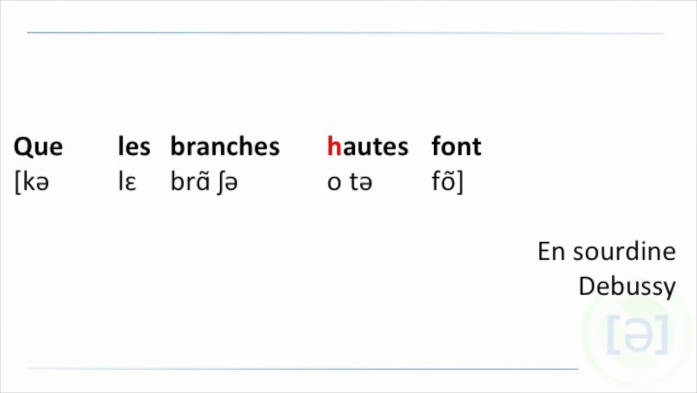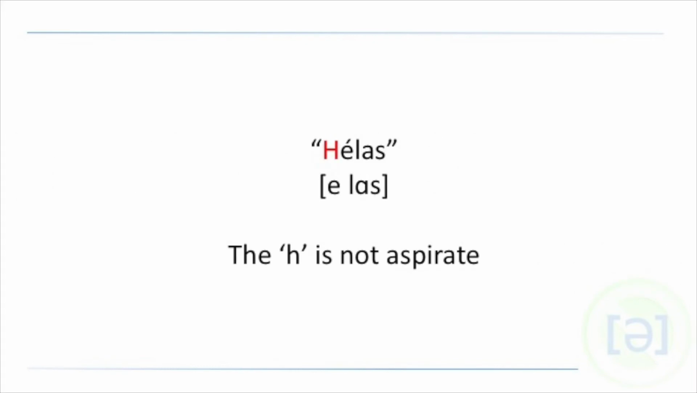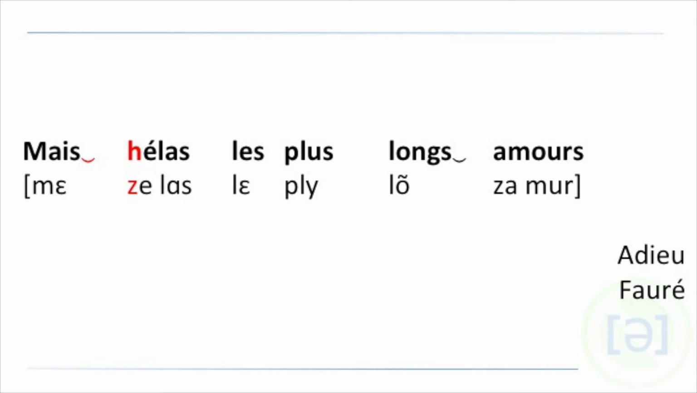Well, and just to hear some examples of an H that is not aspirated. Another very common word in poetry is the word for alas, so hélas in French. So again, notice that the H is not pronounced, but in this case, it's not aspirate. So if you have something in front that could trigger liaison, you will actually do it. Here from Adieu, we have mais hélas, les plus longs amours. So the liaison is done here because the H is not aspirate.